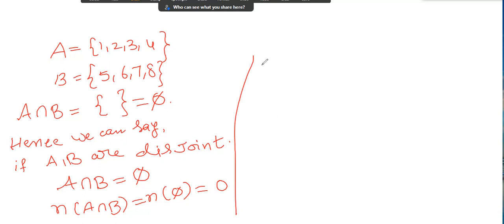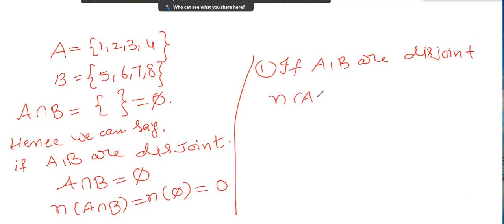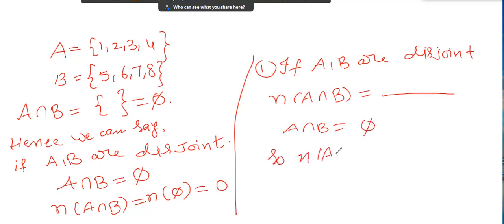They will give this in the exam, and it is very important. If A and B are disjoint, then what is the number of elements in A intersection B? Very simple. Disjoint means A intersection B is equal to the null set. So the number of elements in A intersection B is equal to the number of elements in the null set, which is equal to 0. Very simple. I hope you all have understood this, and the remaining we will discuss in the next video.